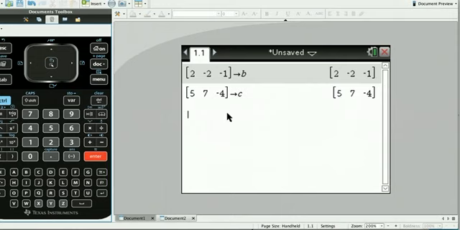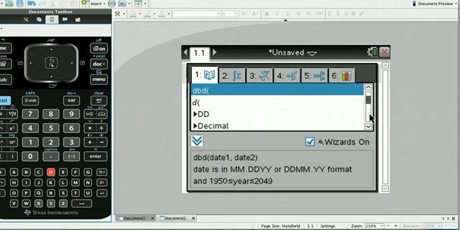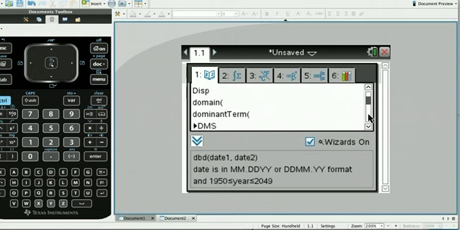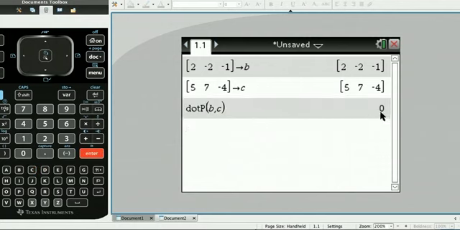Okay, so let's do the dot product. So remember that you can find dot product just by going into the book here and going to D, dot product. One more, there it is, dotP. We just have to put B and C in there. And you can see their dot product is 0. So these two vectors are indeed perpendicular.